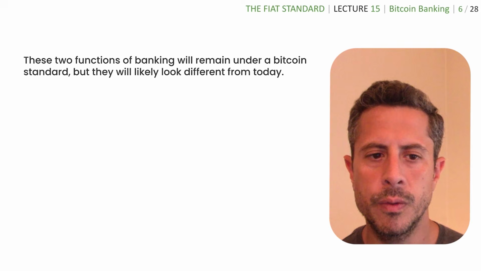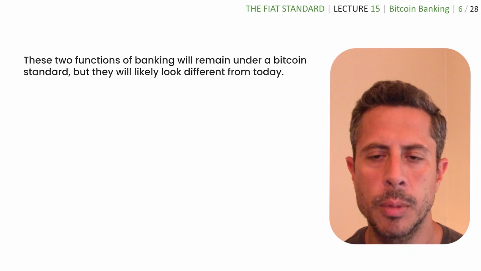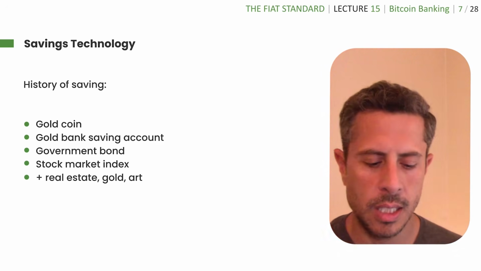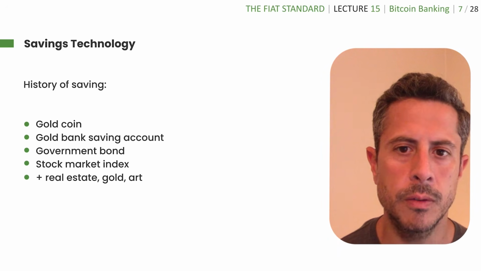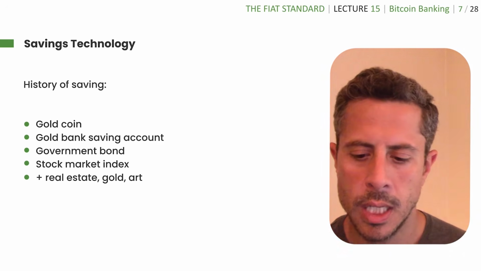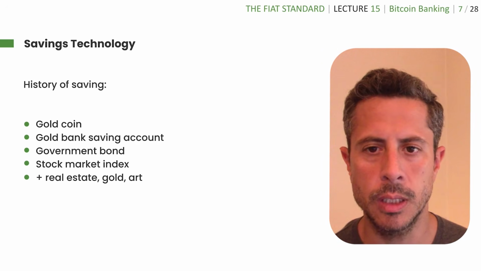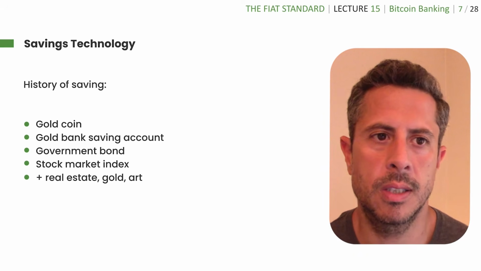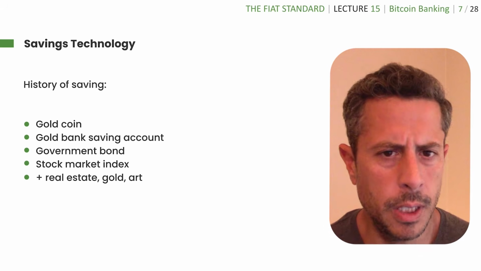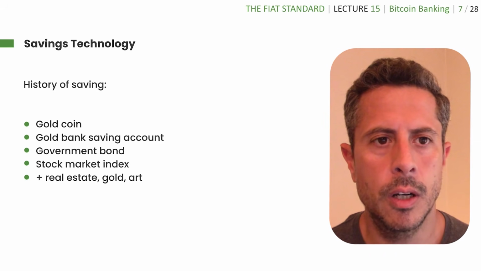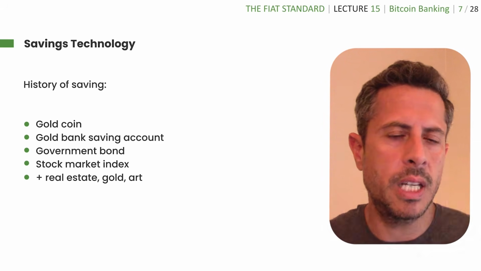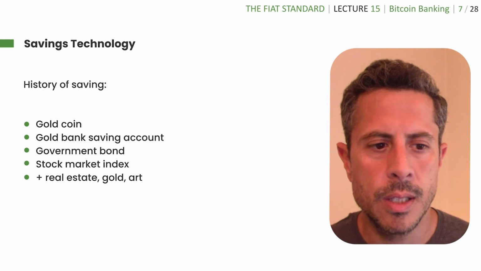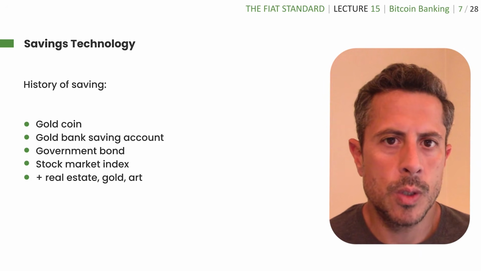So I believe these two functions of banking will remain under a Bitcoin standard, but they will likely look very different from today. So let's see why. Let's think about it in terms of a few topics. First of all, savings technology. One major part of this book, in the earlier part, was to discuss fiat and the evolution of saving. We discussed in chapter 4, I think, on universal debt slavery, why the fiat system is built so that everybody accumulates debt all the time. So we look at the history of savings. Historically, we see people used to just save in a gold coin.